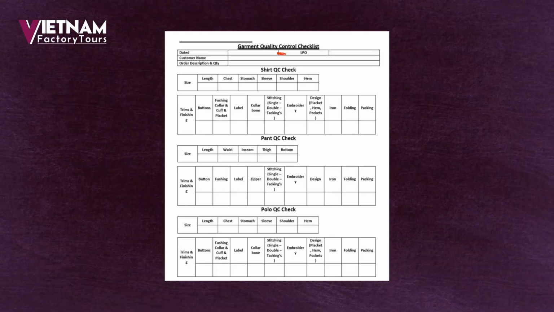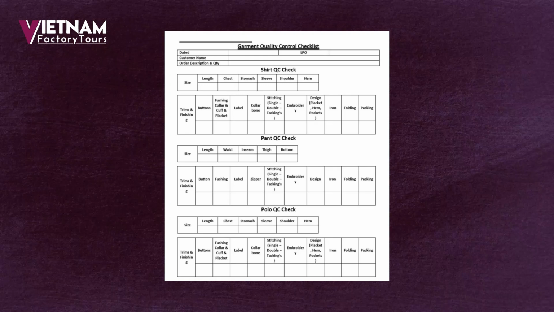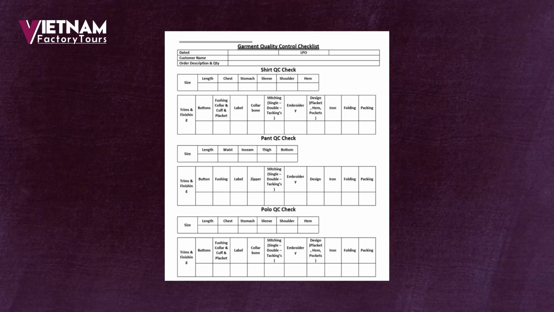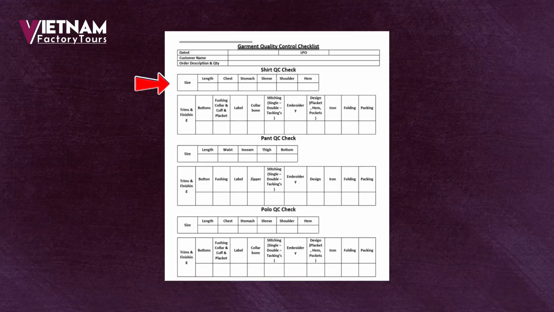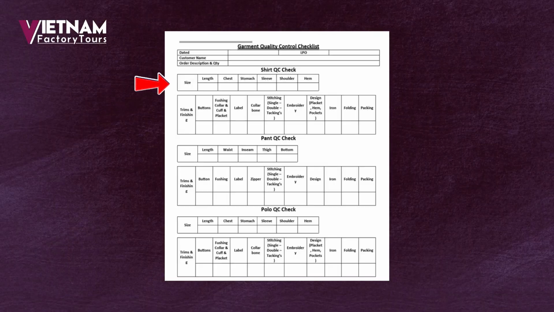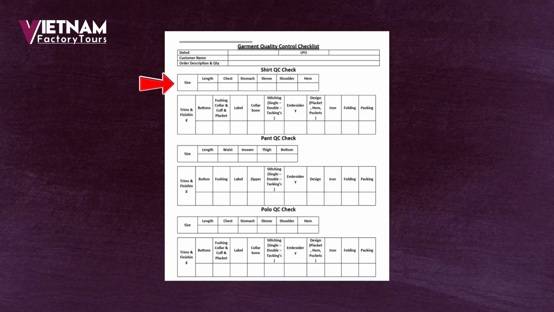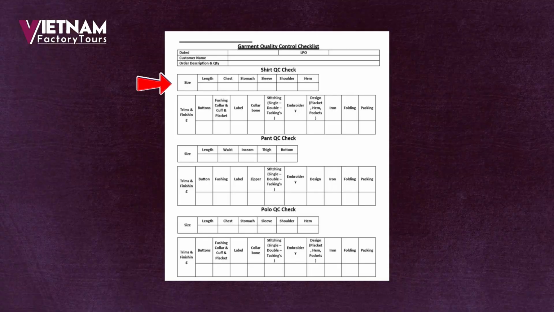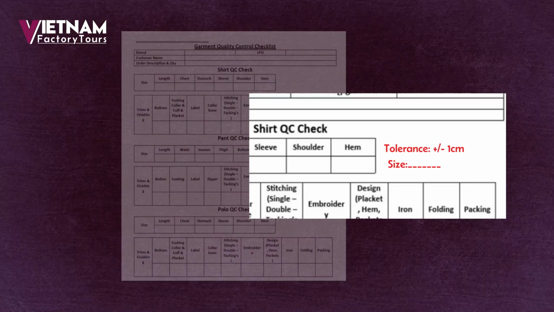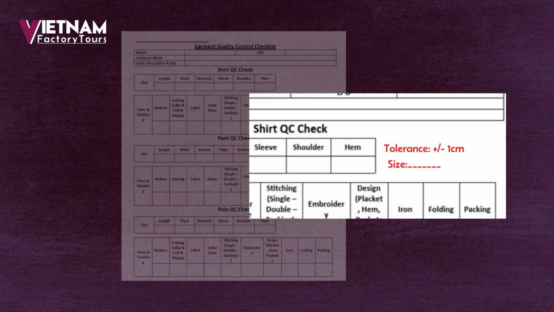And it's checking a shirt, a pant, and a polo. So it's just the same chart checks repeated 3 times. If you notice right under shirt QC check, it says size, and then there's a box for length, the chest, the stomach, the sleeve, the shoulder. So those would be like measurements, like numbers, inches or centimeters. And one thing that's missing is the tolerance, allowed tolerance. So that'd be helpful to have there for the QC person to know.